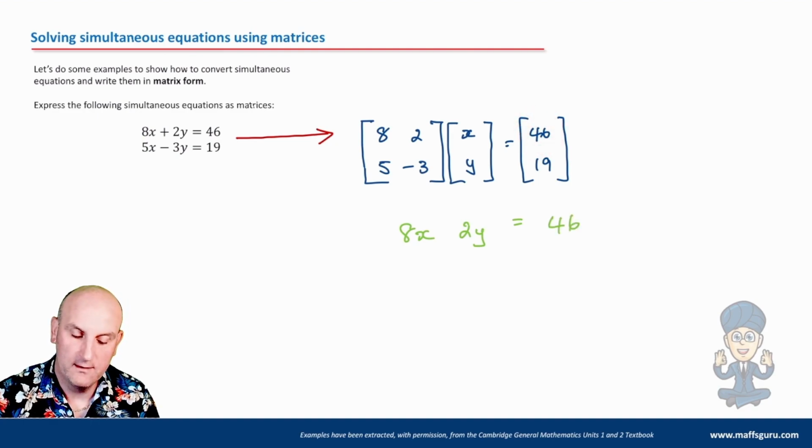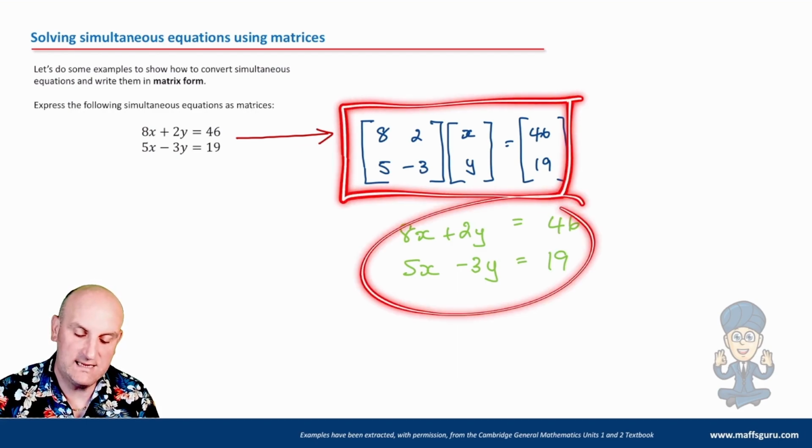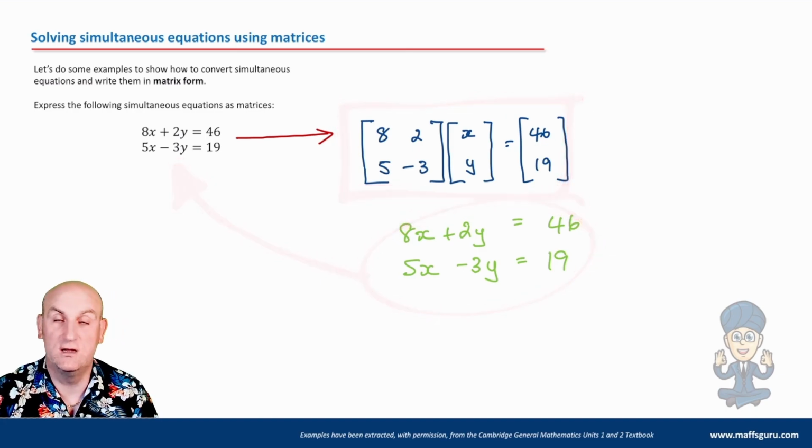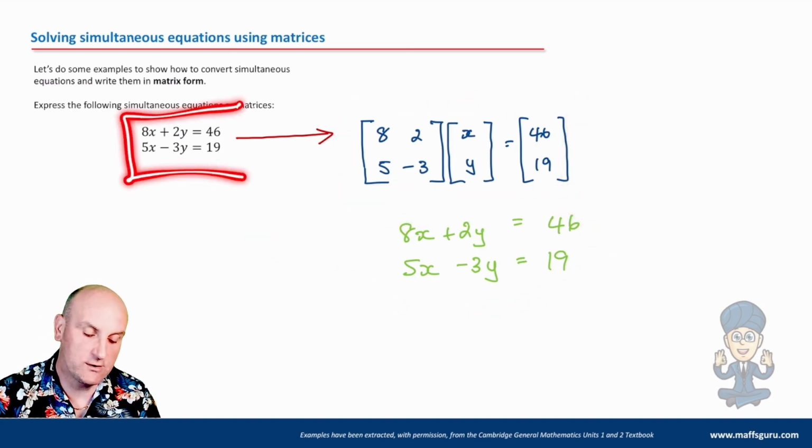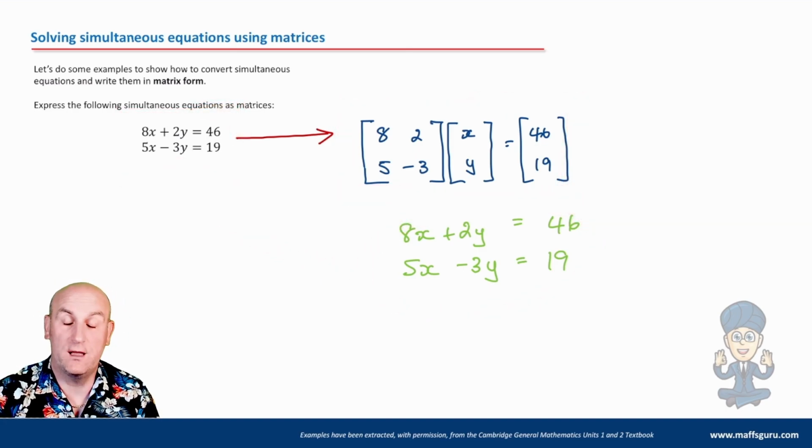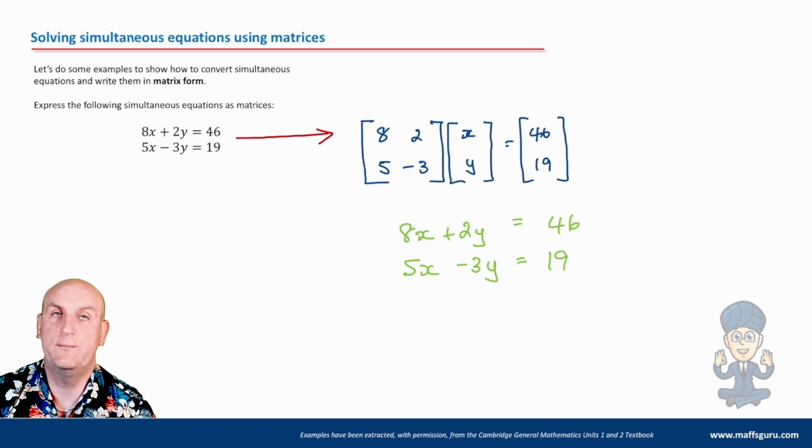And if we do the same thing here, that row times that column gives me 5 times x minus 3 times y, I should put a plus in there, is equal to 19. And lo and behold, I have now gone from here back to here, and they just so happen to match. So being able to write equations in matrix form becomes really, really helpful to helping us solve simultaneous equations.